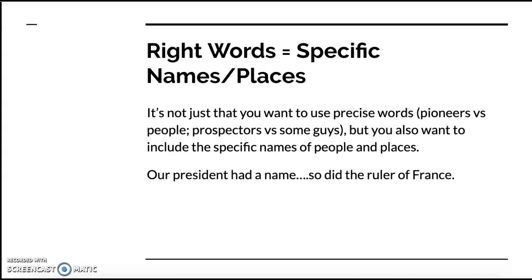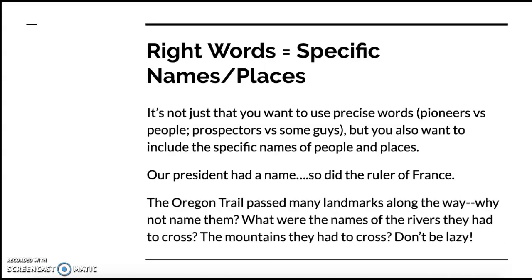Our president had a name. So if you're writing about the Louisiana Purchase and you don't mention the name of our president, Thomas Jefferson, you really should. If you're saying that he bought the land from the ruler of France, well, he had a name too, and it was Napoleon Bonaparte. So again, it's about just adding in those few little extras to make it more specific. Here's another example. The Oregon Trail passed many landmarks along the way. Why not name a few of them? What were the specific names of the rivers that they had to cross or the mountains they had to cross? Don't be a lazy writer.